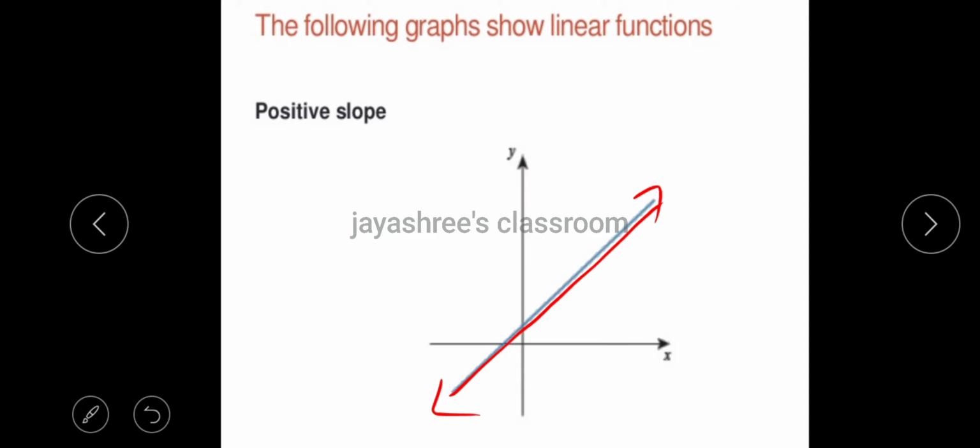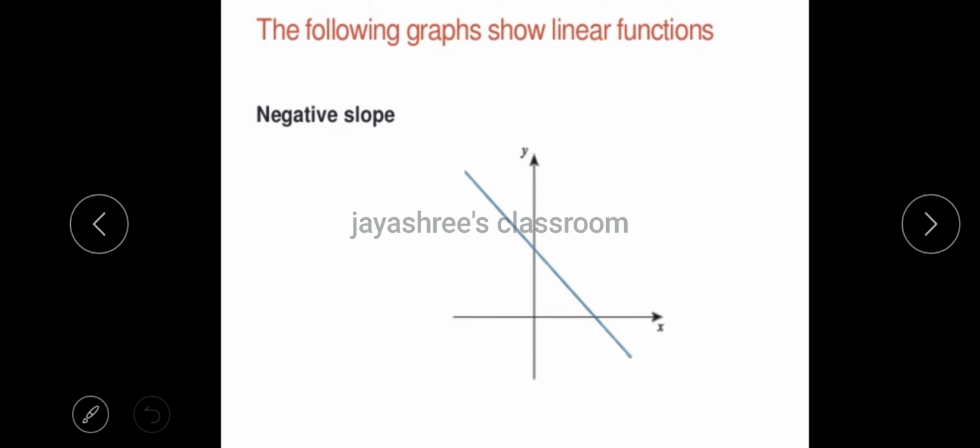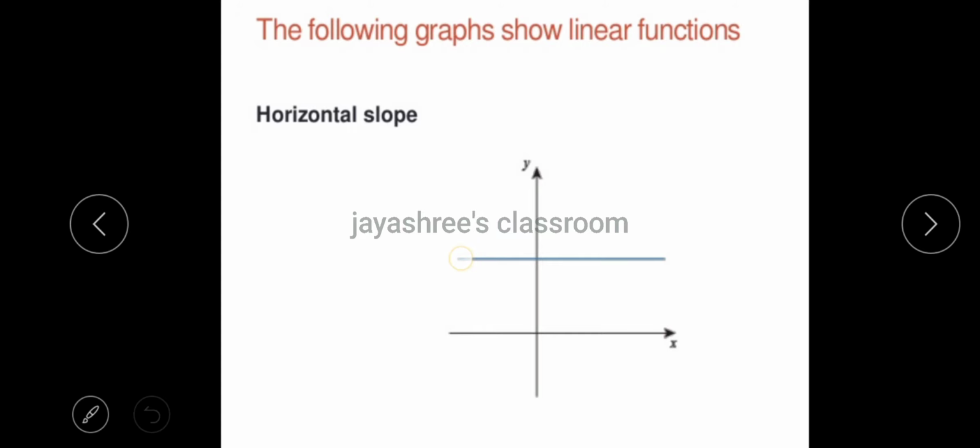Okay, straight line. So this one has a positive slope and this one has a negative slope. Now, what about in this case? This is a horizontal line. Okay, it has a horizontal slope.